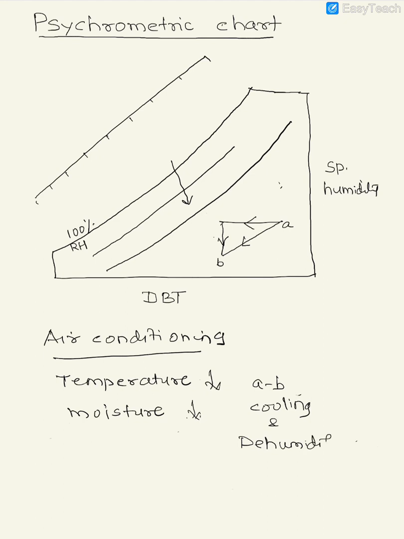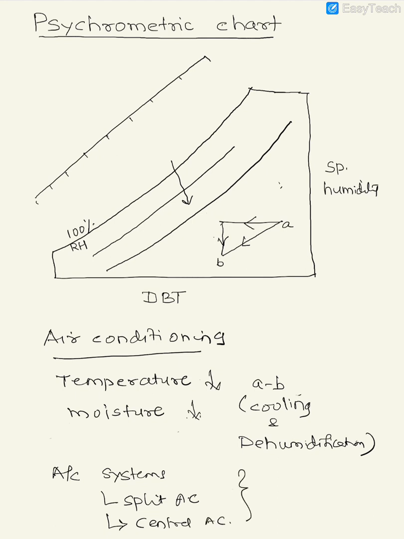If you want to achieve this cooling and dehumidification, AC systems like a split AC system, window AC system, or even a central AC system can be employed, where you need to cool the cooling coil below its dew point temperature, and then you will get a cooling and dehumidification process and comfortable indoor conditions. So this is how a psychrometric chart can be useful in designing the air conditioning system.